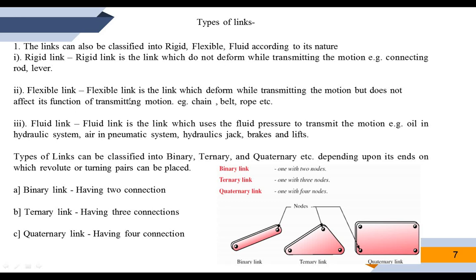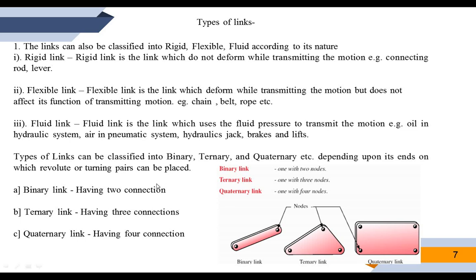Second is the flexible link. A flexible link is a link which deforms while transmitting the motion, but does not affect its function of transmitting motion. It is partly deformed in a manner not to affect the transmission of the motion. Examples of flexible links are chain drives, belt drives, belt and rope, etc. Next is the fluid link. A fluid link uses fluid pressure to transmit the motion. It is formed by having a fluid in a receptacle, and the motion is transmitted through the fluid by pressure only, as in hydraulic presses, jacks, and brakes.